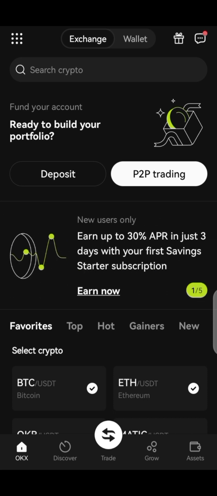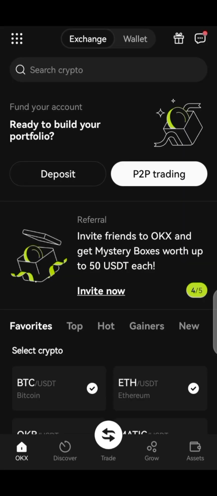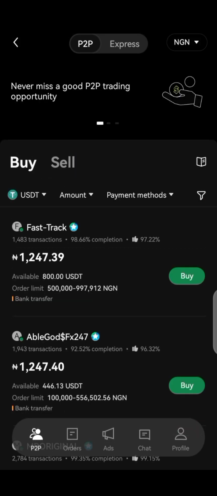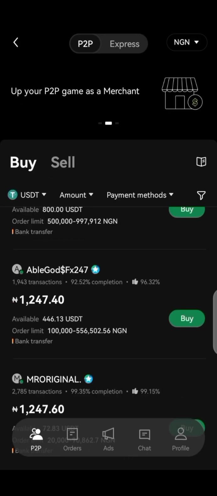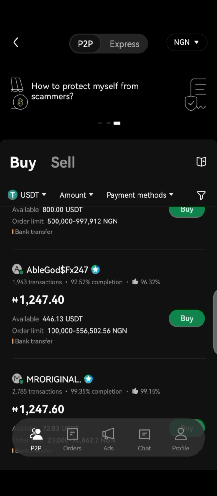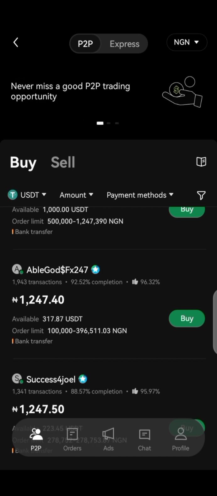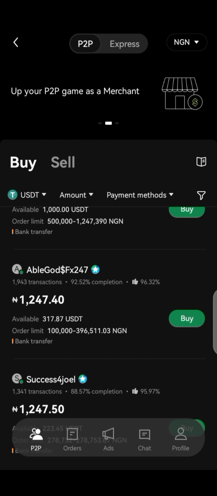First of all, what you need to do is click on where you see P2P trading here. It's going to take you to the P2P interface where you see merchants that you complete your trade with. So we are waiting for it to load. Okay, it's loading. You can see it just opened. I'm using OKX for this arbitrage. You can actually use any crypto exchange of your choice, be it Bybit, KuCoin, Gate.io, anyone that has P2P features on it.